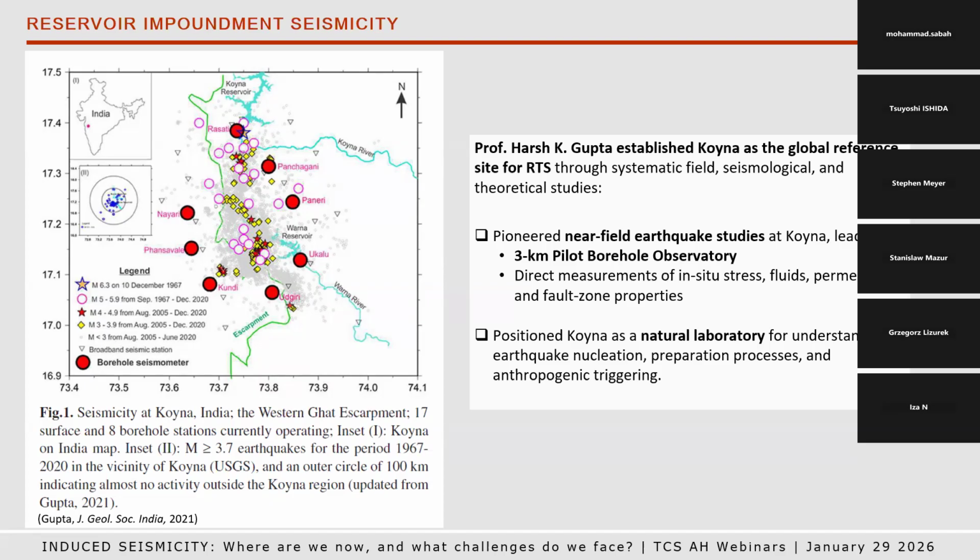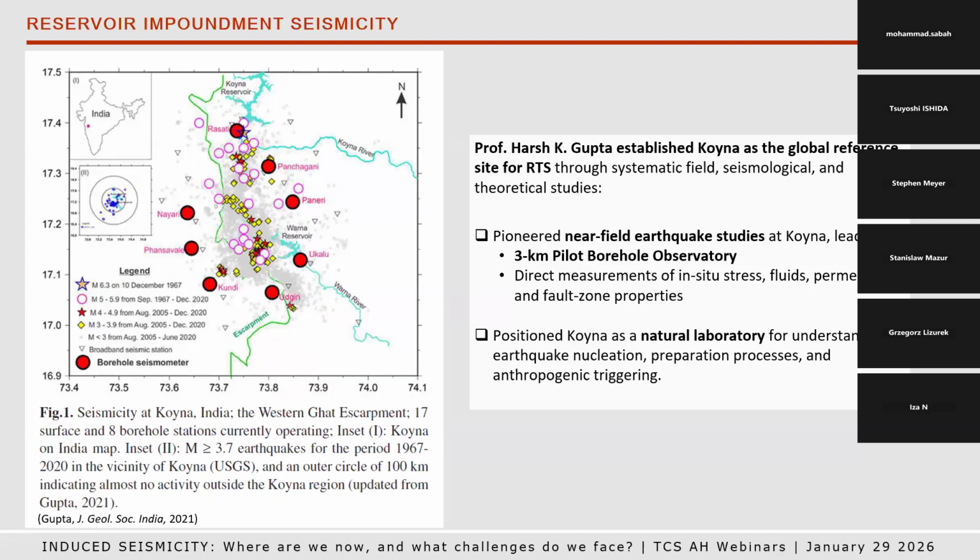In 1967, there was the largest earthquake triggered by reservoir impoundment, with magnitude 6.3. After that time, Professor Harsh Gupta established Koyna as a global reference site for reservoir-triggered seismicity. His group built a 3-kilometer pilot borehole observatory, and they had a lot of information about the seismic process in that place.